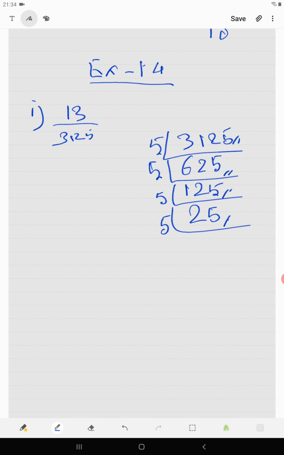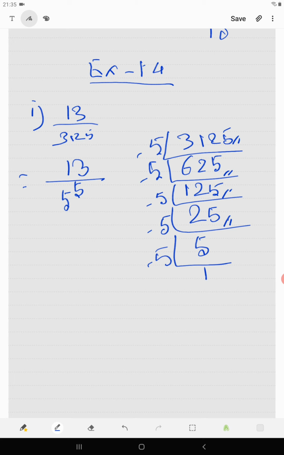If the unit digit is 0 or 5, then we can divide that number by 5. So 5 fives are 25, 5 ones are 5. So how many 5s are there? 1, 2, 3, 4, 5. So I can write this as 13 divided by 5 to the power 5. Clear? Because there are five 5s, 5 into 5 into 5, that can be written in the power form as 5 to the power 5.